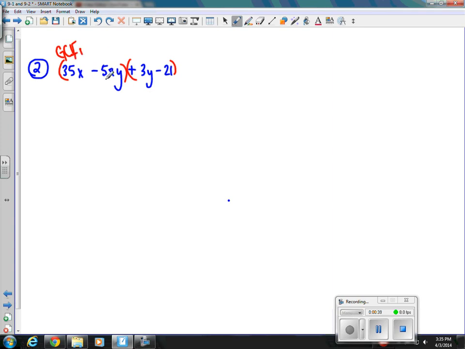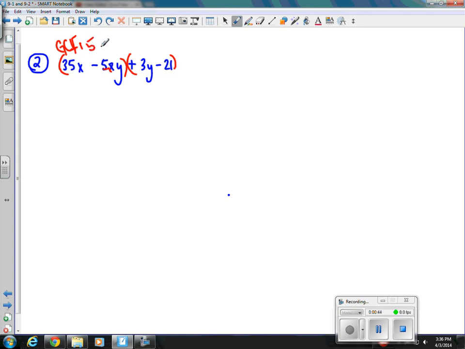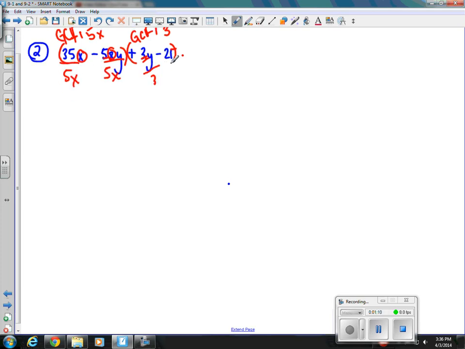So our smallest number is 5. And we say 5 can go into 35 evenly. So GCF is 5, and they both have x's, so I can take out an x. Now GCF is 3, because 3 is our smallest number, and 3 can go into 21 evenly. They don't both have y's, so I can't take out a y. So now everybody in the first parenthesis gets divided by its GCF of 5x. Everybody in the second parenthesis gets divided by 3, and our next step has the GCF on the outside and our parentheses.